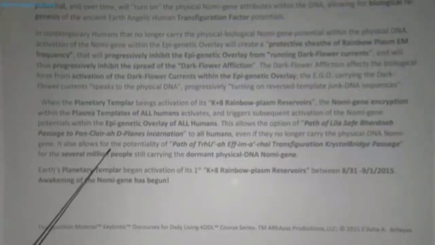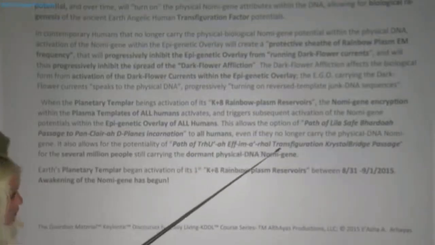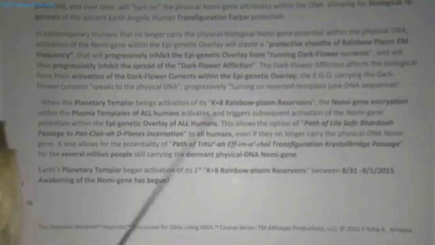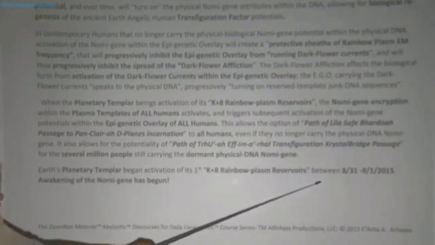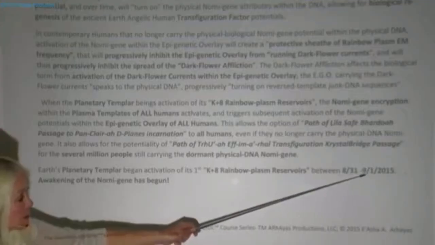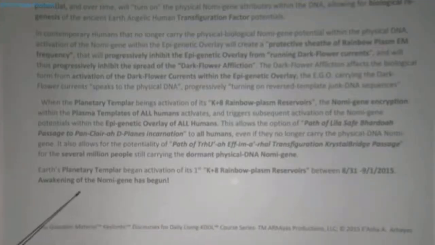It also allows for the potentiality of Path of Trua ephemeral transfiguration crystal bridge passage for the several million people still carrying the dormant physical DNA NOMI gene. Earth's planetary Templar began activation of its first K+8 rainbow plasm reservoirs between August 31st and September 1st, 2015. Awakening of the NOMI gene has begun.